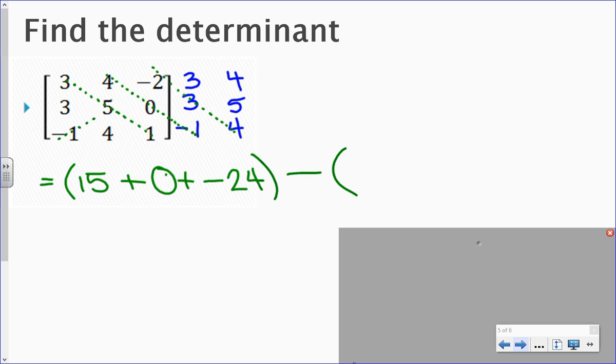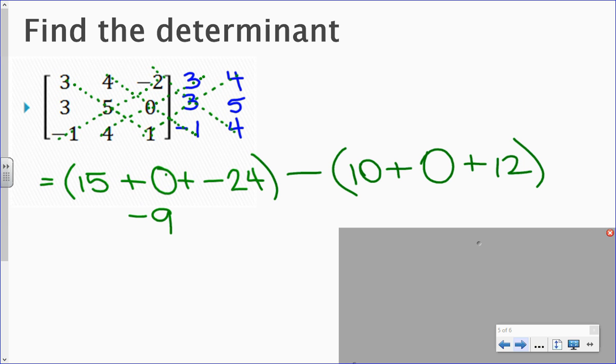So negative 1 times 5 times negative 2. Plus 4 times 0 times, it doesn't matter. Plus 1 times 3 times 4. Okay. So then, piece by piece, what is 15 minus 24? Negative 9. Minus 10 plus 12 is 22.